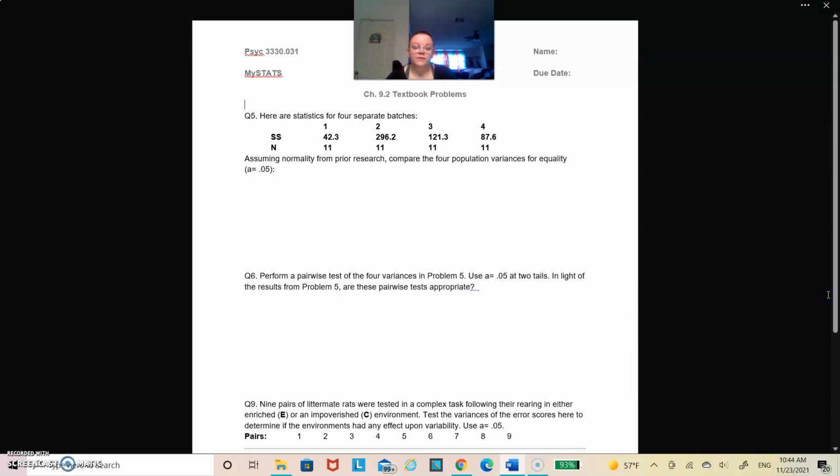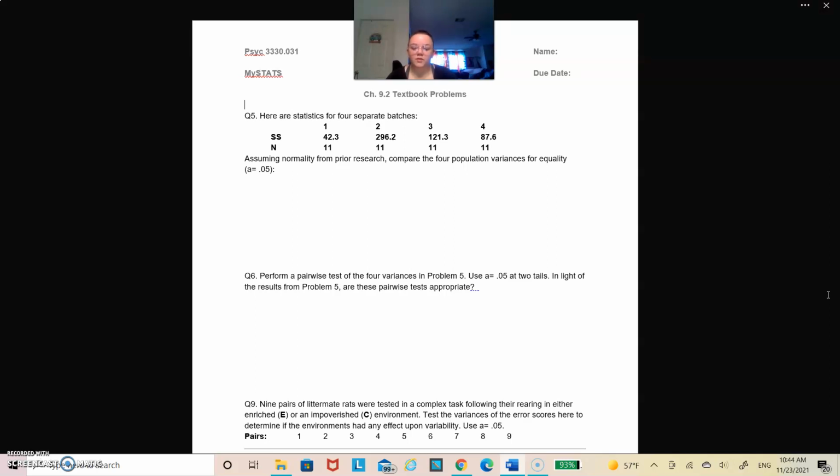The reason why I did that is because we need to find F max, which is the largest variance divided by the smallest variance. And so once I did that, I took 29.62 and divided it by 4.23 to get an F max value of 7.002, which is fairly large, so we're pretty much going to know at this point that it's significantly important, but we should still go ahead and do the hypothesis testing.